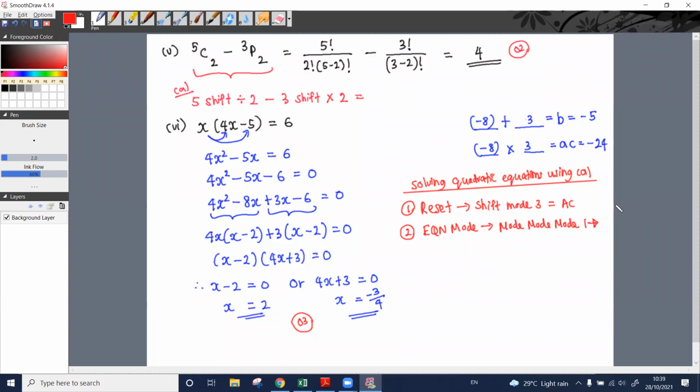And then it is asking for how many degrees. What is the degree here? What is the highest degree? That is 2. So you need to give 2.